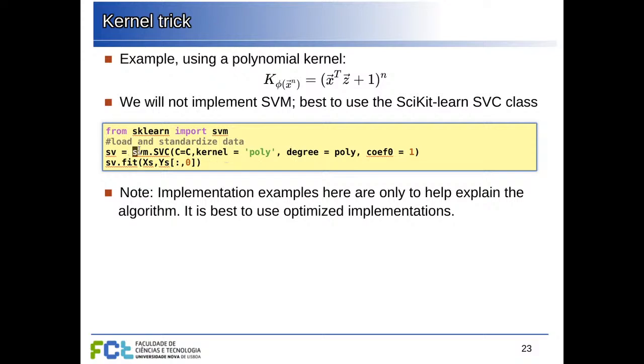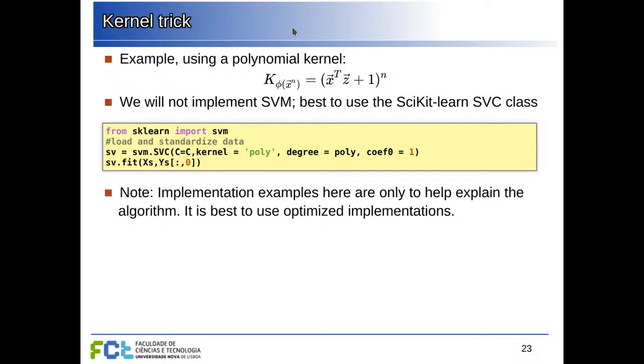So the way this works is you create an object by specifying the kernel, the C parameter for the soft margins, and give the additional parameters for the kernel, depending on the kernel. For example, the polynomial kernel has this degree and this value here, the coefficient 0 that you add there. You can set these parameters, and then we call the fit method to fit the data to the class labels.